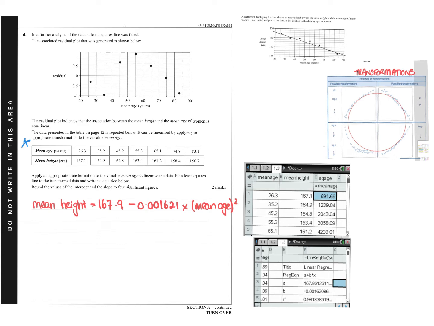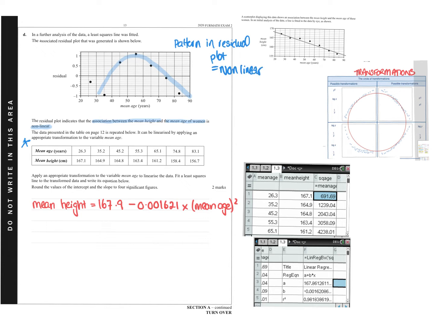Okay, so we continue on and we can see they did a residual plot. And so the residual plot indicates the association between mean height and mean age is non-linear. Why they say that is because there's sort of like a pattern. So because there's a pattern in the residual plot, that equals non-linear, which means we will probably do a transformation.